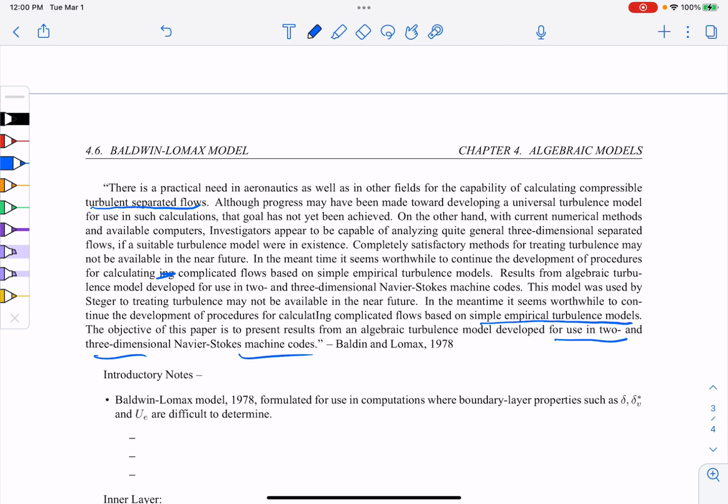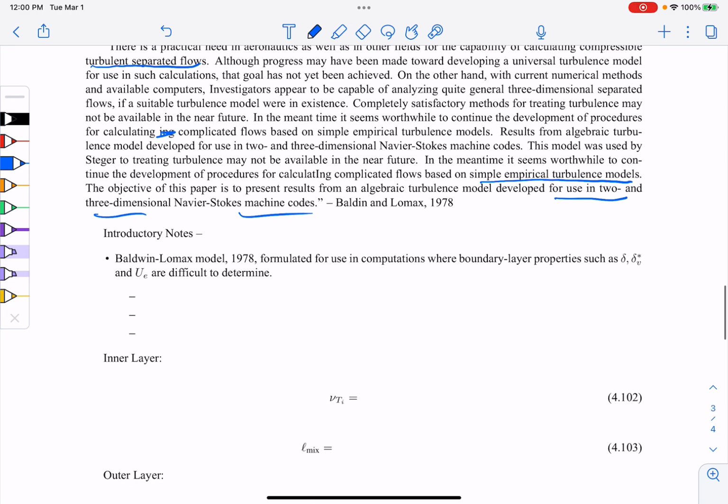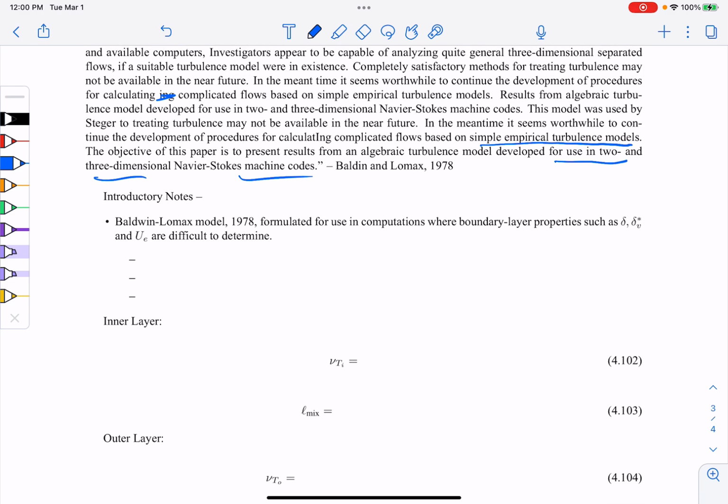So that was written in 1978. I suppose it's about, well, 44 years ago. So let's just look at some major notes. This model was published in a conference paper in AIAA in 1978, and it was really made for boundary layers.